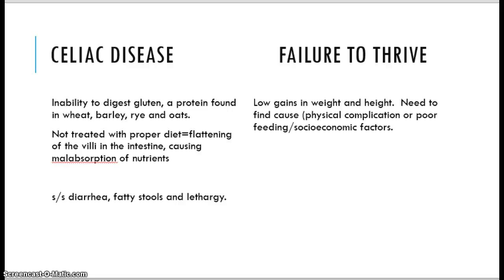We also see failure to thrive in your older adult, that maybe they live alone, they have dementia, and they forget to eat and cook. So a variety of reasons can cause failure to thrive in your older adult as well. And a big part of that is just trying to figure out what we can do to get that turned around to provide adequate nutrition for our patients.